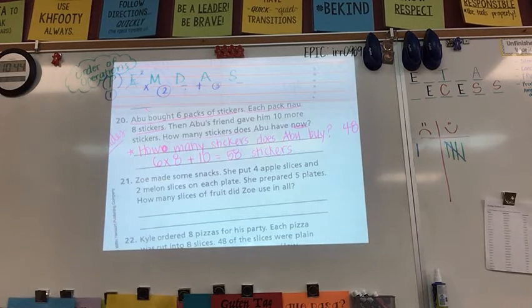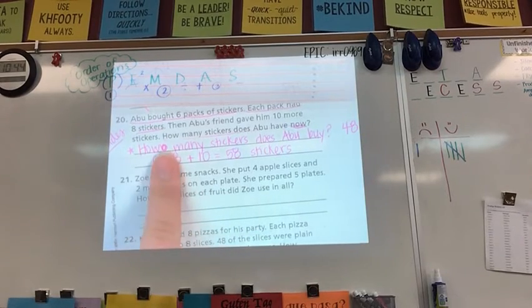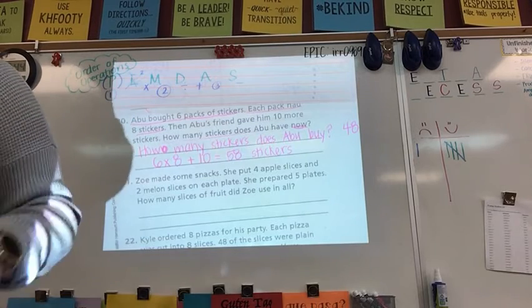Why do we put the 48 there? It's because you already know 48, so you don't have to add it down here because they don't give you enough space. And then you can just add 10 more. But they don't want it in that equation.